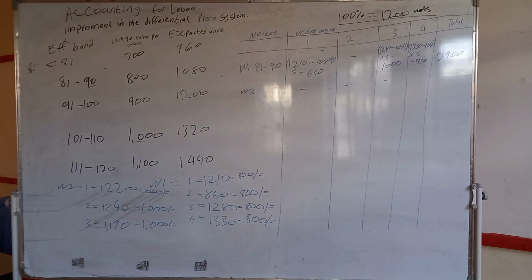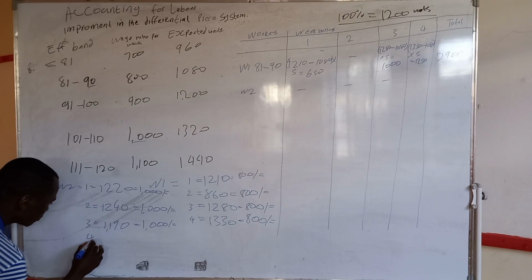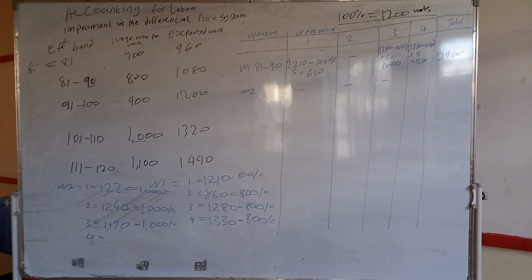Then we go to the last week, week 4. He produced 1,250.